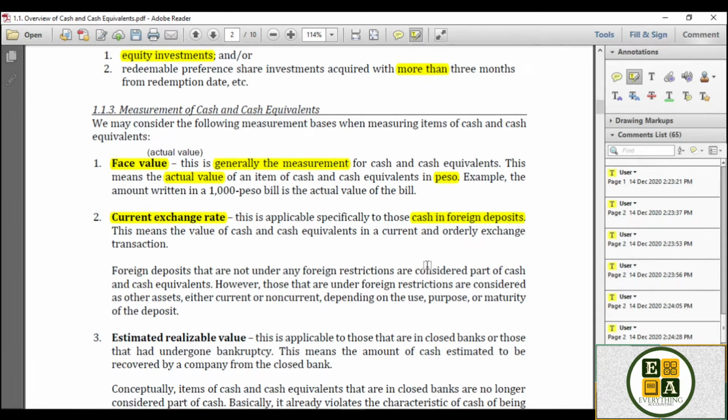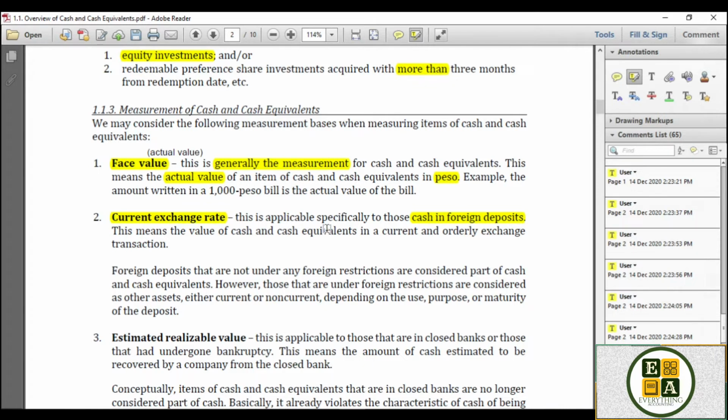Companies, we cannot deny that when they become multi-millionaire or multi-companies, large companies like, for example, San Miguel Corporation, we do not know, they may have foreign investments or foreign deposits. When we value those investments in Philippine peso, we do not directly go with the face value, but we have to look for its current exchange rate.